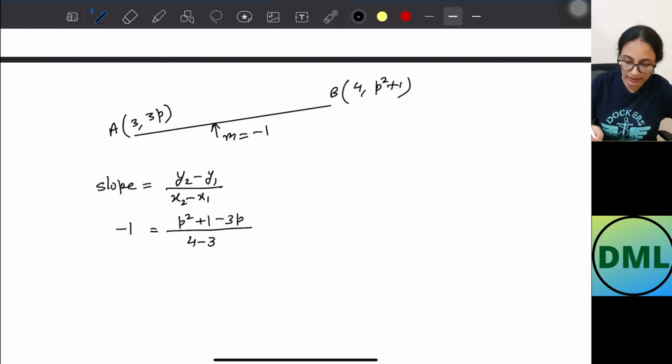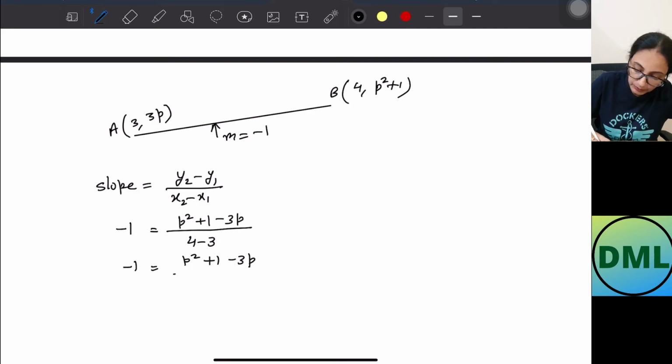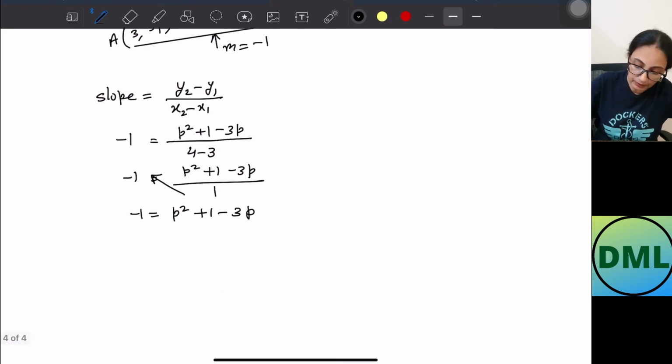Now the slope is equal to minus 1, so put it equal to minus 1. Let's solve that. p squared plus 1 minus 3p over 1. So I will do cross multiplication here. It will be minus 1 is equal to p squared plus 1 minus 3p. Now move this 1 to the right hand side. It will be p squared minus 3p plus 1 plus 1, which is p squared minus 3p plus 2 is equal to 0.